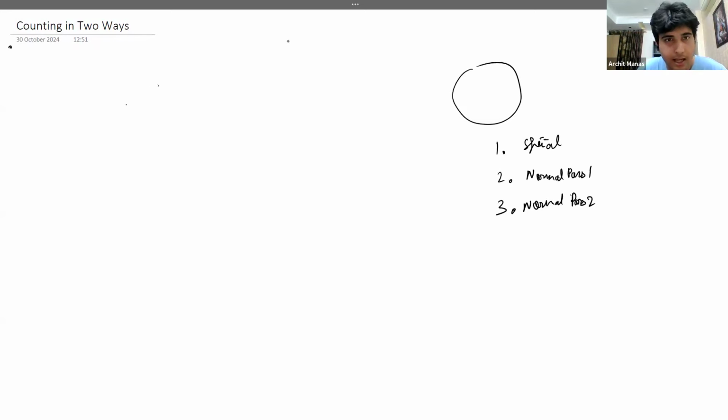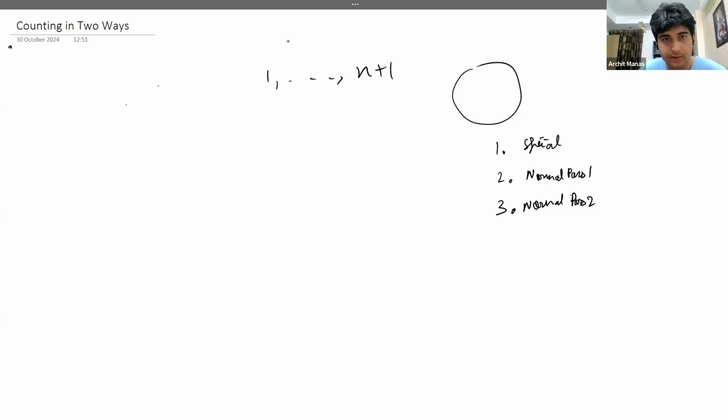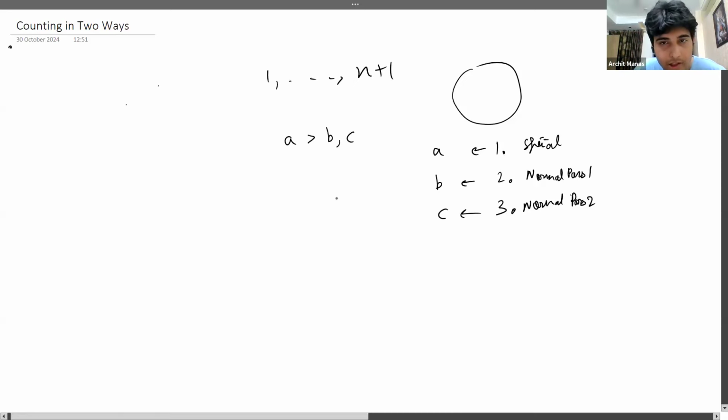Okay, so there are n plus one people outside who want to get into the party. You have to choose up to three of them. The way you do it is as follows. The conditions are, let's say you give the special pass to A, and the normal passes to B and C. In that case, A should be bigger than B and C, and that's the only condition that you have.